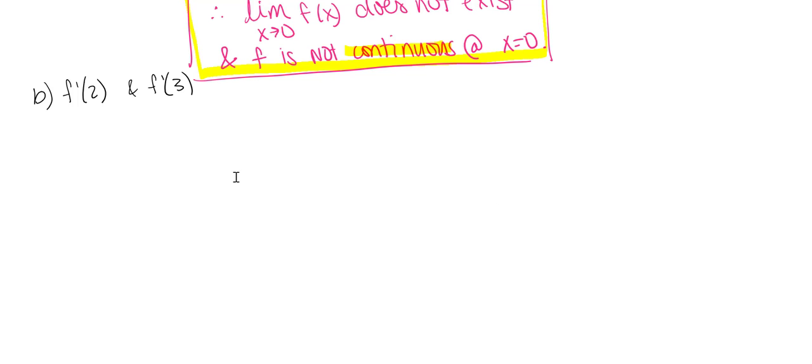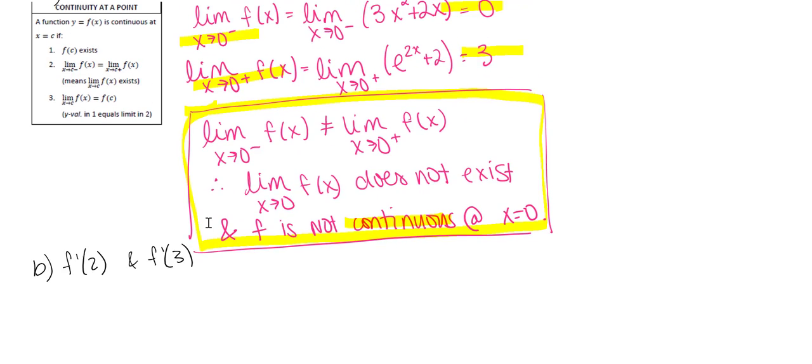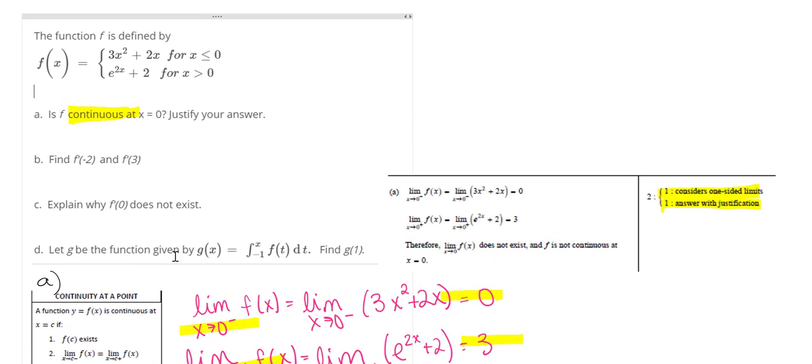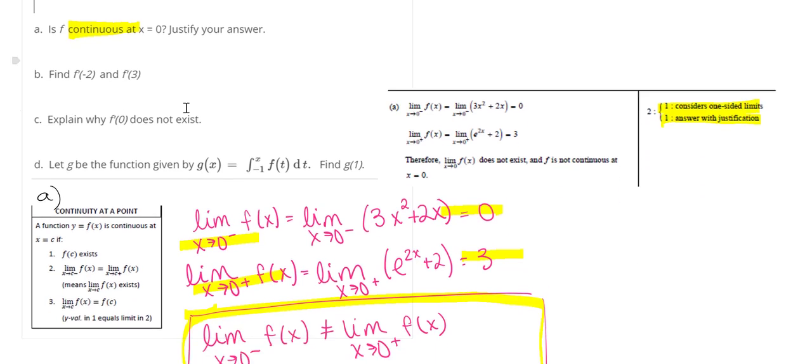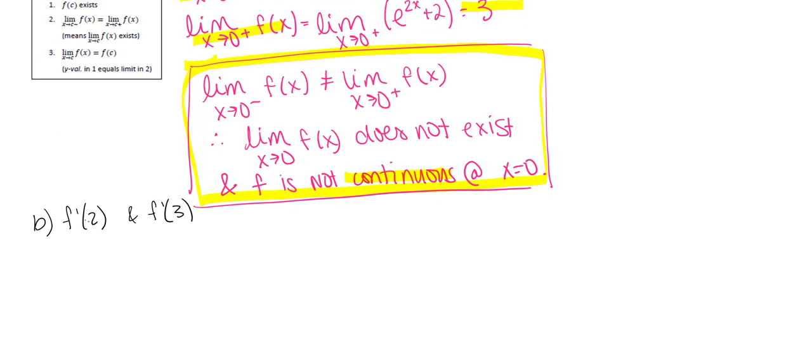Our second part, or part B, says to evaluate f prime of -2 and f prime of 3. So I'm going to be looking and seeing which part of my function each is actually going to fall into. So for -2, or that first value, I'm going to be using this first function because that's all my values less than 0. And then for 3, I'm going to be using the second function here.